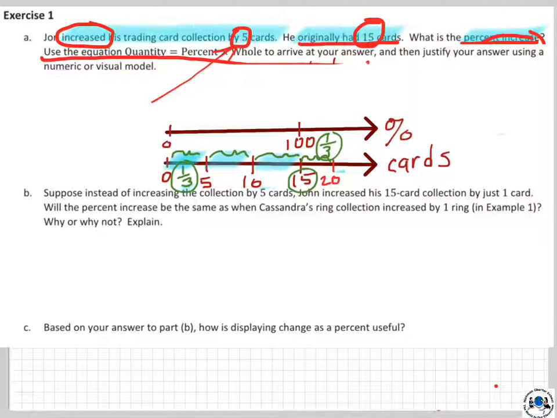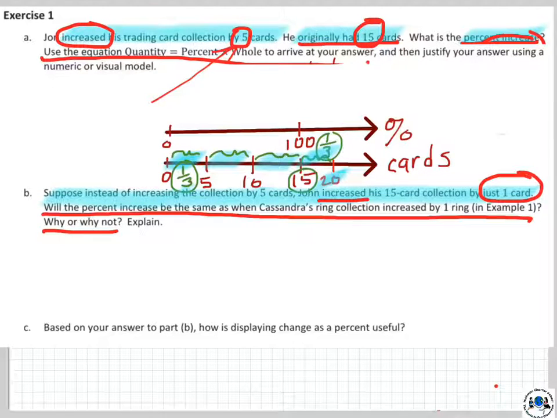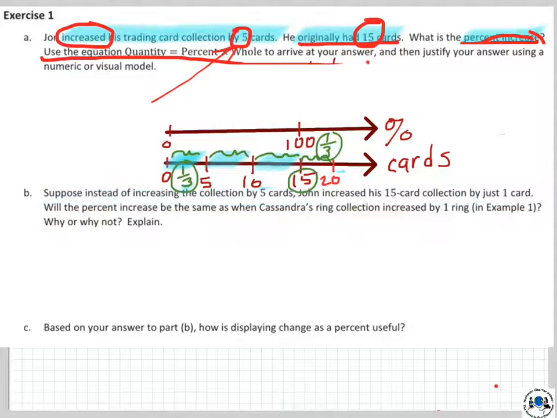If I added another 5, which would bring us up to 20 over here, I can see I'm just adding another 1/3, which of course is 33 and 1/3%.